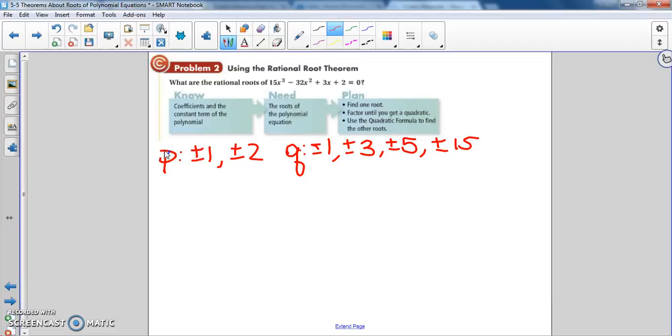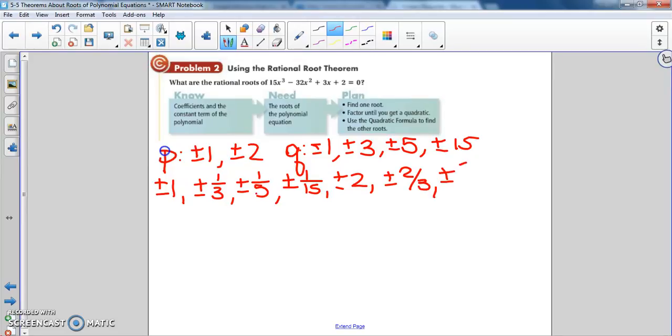So the possible rational roots are 1 over 1, which is positive and negative 1, 1 over 3, 1 over 5, and 1 over 15. Then we also have 2 over 1, 2 over 3, 2 over 5, and 2 over 15.